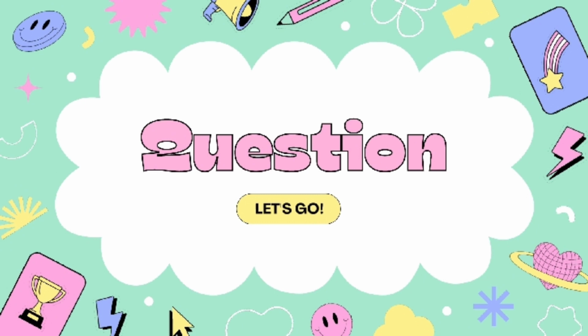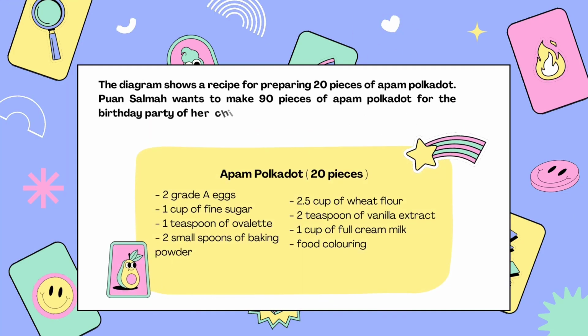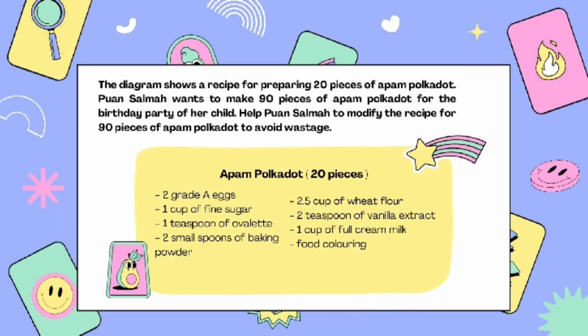Here, we present to you a question that may apply mathematical modeling to find the best solution. The diagram shows a recipe for preparing 20 pieces of appam polka dot. Puan Salma wants to make 90 pieces of appam polka dot for the birthday party of her child. Help Puan Salma to modify the recipe for 90 pieces of appam polka dot to avoid wastage. As we can see here, to make 20 pieces of appam polka dots, we need 2 grade A eggs, 1 cup of fine sugar, 1 teaspoon of omelette, 2 teaspoons of vanilla extract, 1 cup of full cream milk, 2.5 cups of wheat flour, 2 small spoons of baking powder and food coloring.